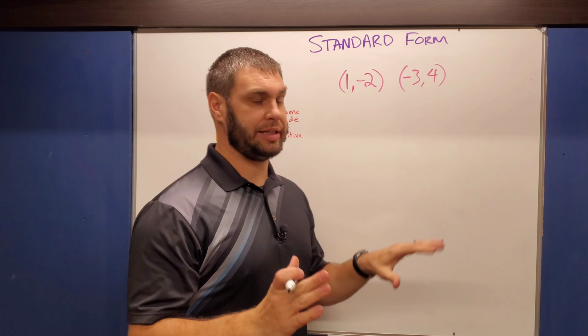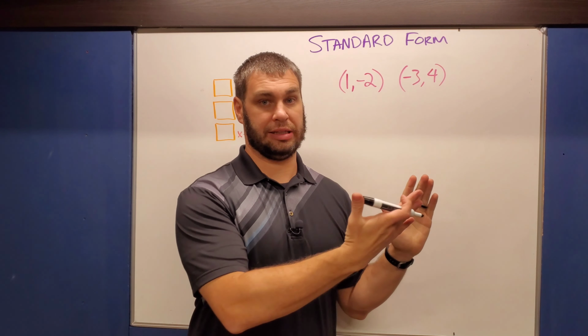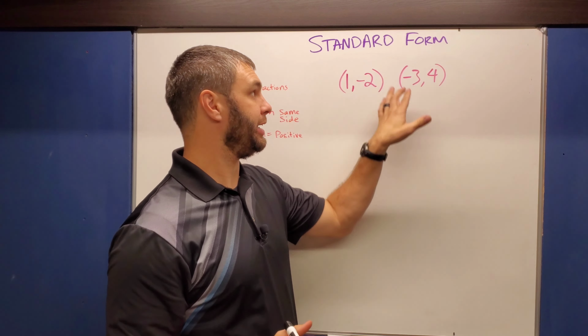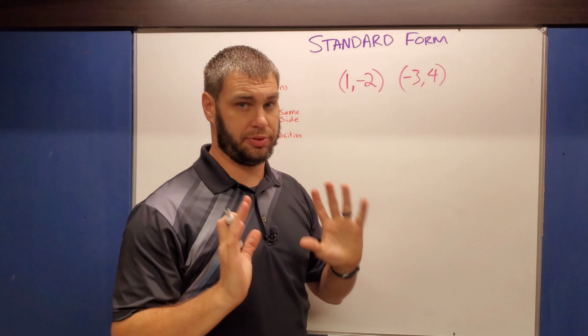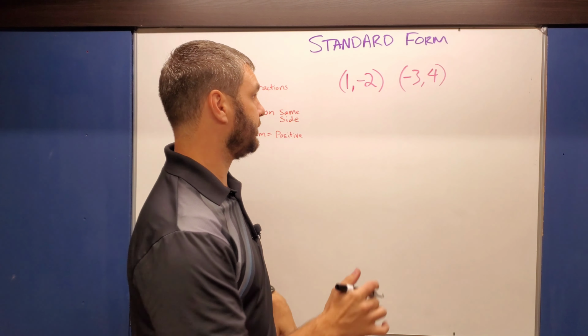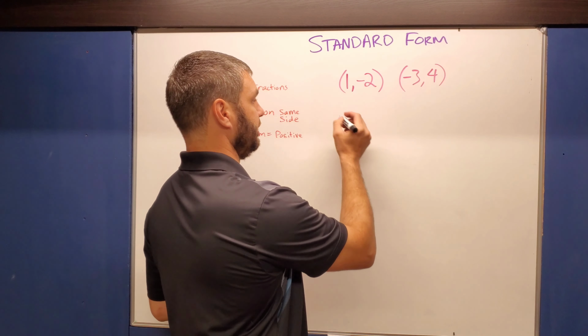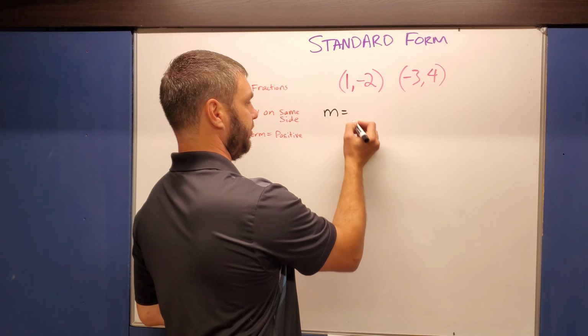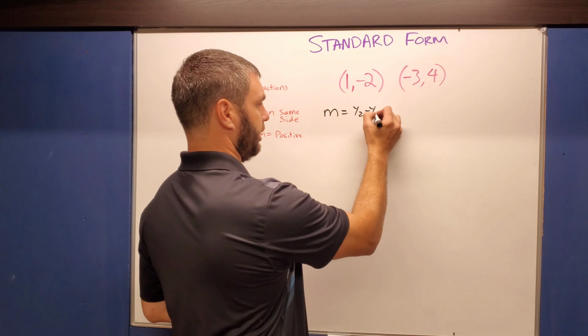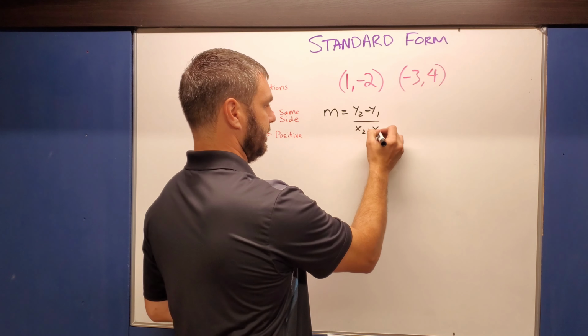In this video, we're going to take 2 points and find the equation of the line that goes through those 2 points, and we're going to write it in standard form. The first thing we have to do is find the slope that goes through those 2 points using the slope formula, which is y2 minus y1 over x2 minus x1.